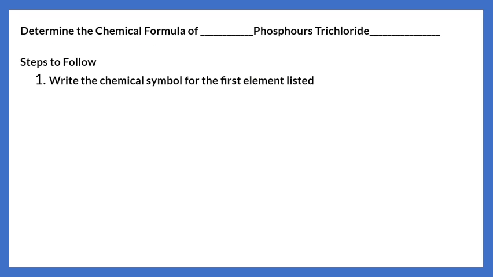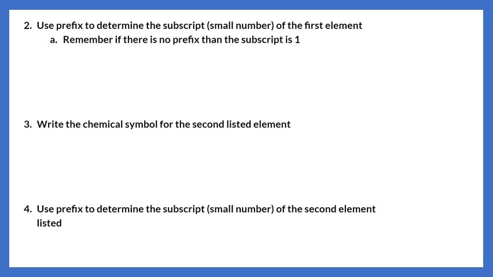Okay, so it says to determine the chemical formula of phosphorus trichloride. So the first step says to write the chemical symbol for the first listed element. Well, the first listed element is phosphorus. Phosphorus is P. Okay, so far so good. Let's move on. The next step says to use the prefix to determine the subscript, the small number, of the first element. Since phosphorus is alone, remember if there is no prefix, then the subscript is 1. So we can just simply leave it as P because the 1 is silent. It doesn't have to be there, okay?